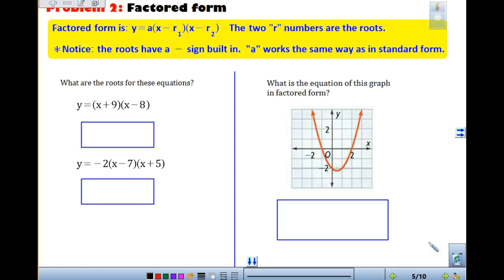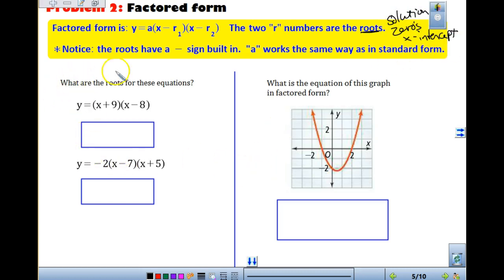Factored form of an equation. The R stands for roots. Besides roots, the other words we have used have been the solution, right? We've also called it our zeros, and it is also our x-intercept. Okay, so anytime I'm talking about those roots, that means the solutions to my quadratic, the zeros, or our x-intercept.